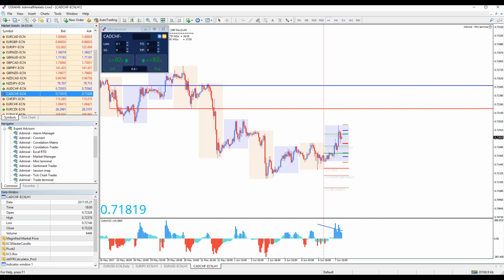Okay, gold. Now let's see what we can do with gold. I will check it in a second. Okay, gold was good to short yesterday, but now let me just open the gold chart here.